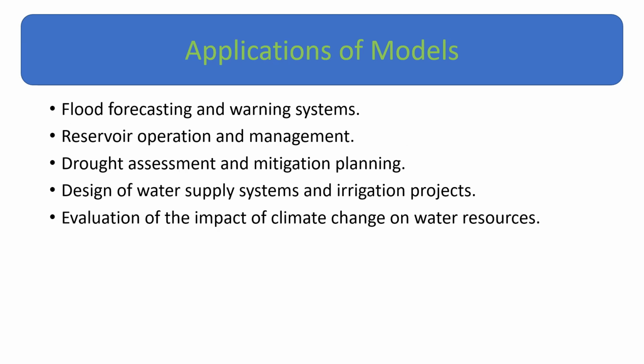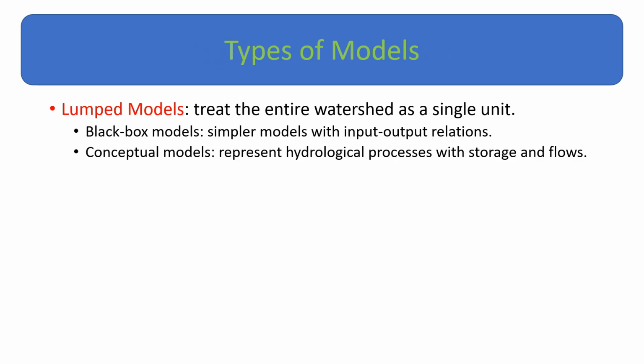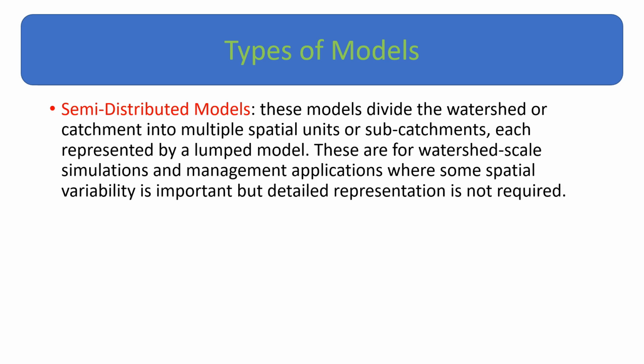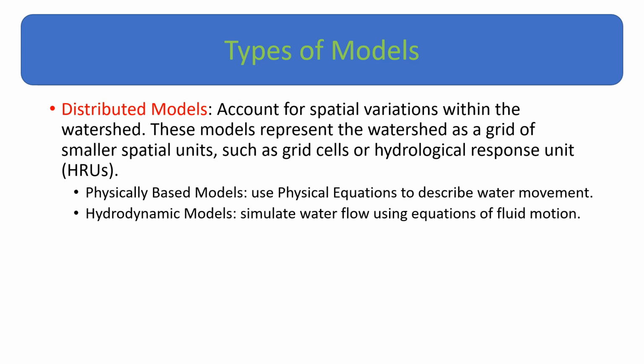Semi-distributed models. These models divide the watershed or catchment into multiple spatial units or subcatchments, each represented by a lumped model. These models retain some level of spatial variability by considering different characteristics such as land cover, soil, and terrain.